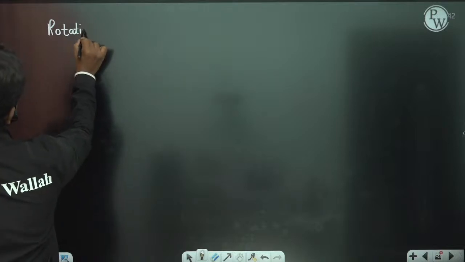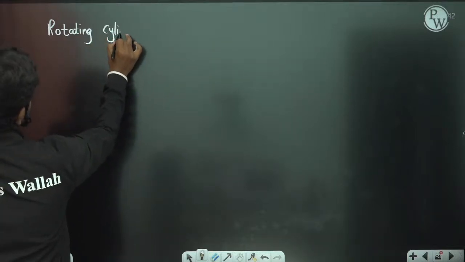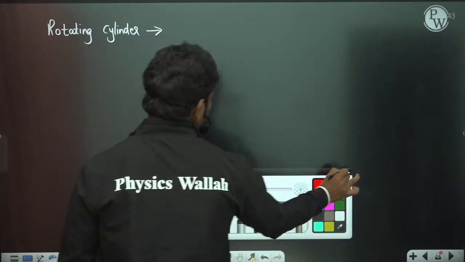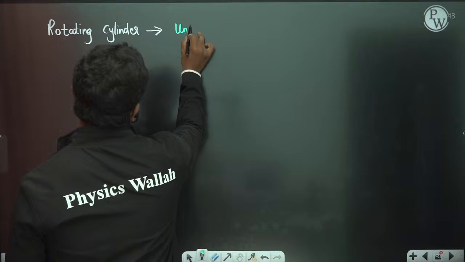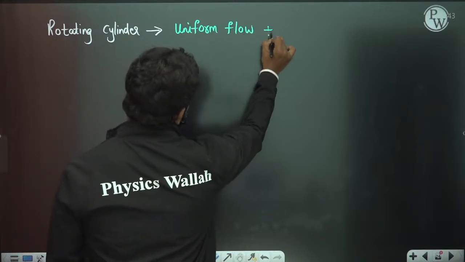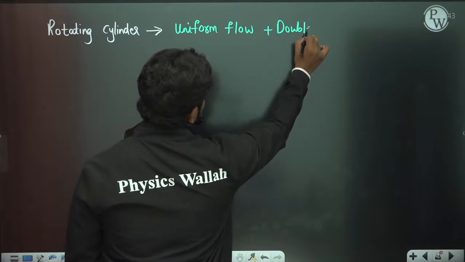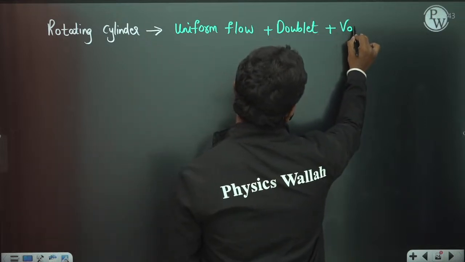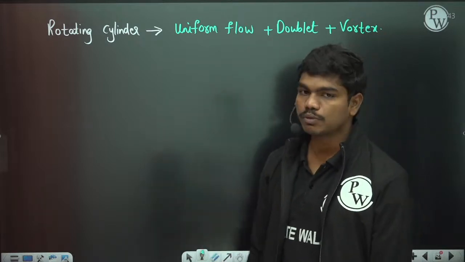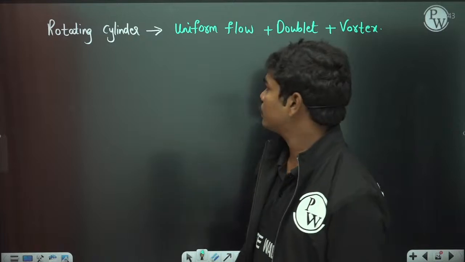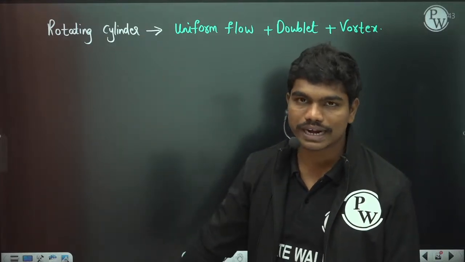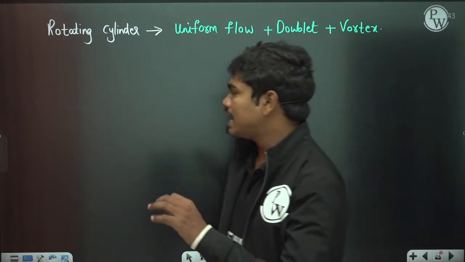If you see these rotating cylinders, this is a combination of a uniform flow plus a doublet plus a vortex. The superposition of all these gives you the stream function, the velocity potential function, or the complex potential function for this rotating cylinder case. The analysis is a bit complicated, so right now I'm not doing the derivations, but I'll give you certain expressions.